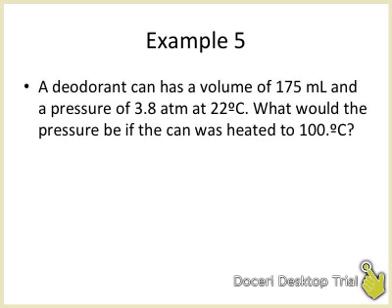Okay? So we have a deodorant can that starts off with 175 milliliters, a pressure of 3.8 atm, and a temperature of 22 degrees Celsius. It is going to end with 100 degrees Celsius, and we are going to be solving for pressure. Now, we're missing something. We're missing our second volume. This is a deodorant can. We're going to assume it's the same because you guys have seen a deodorant can.